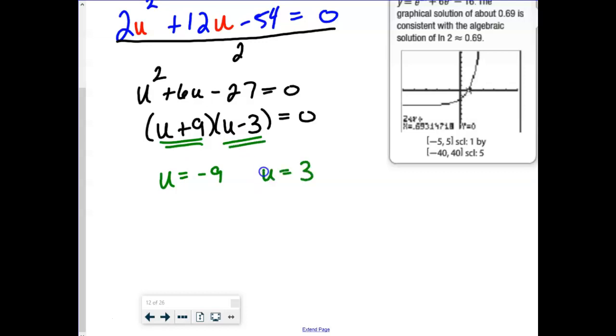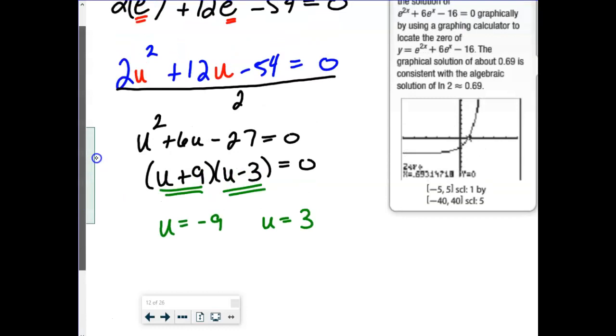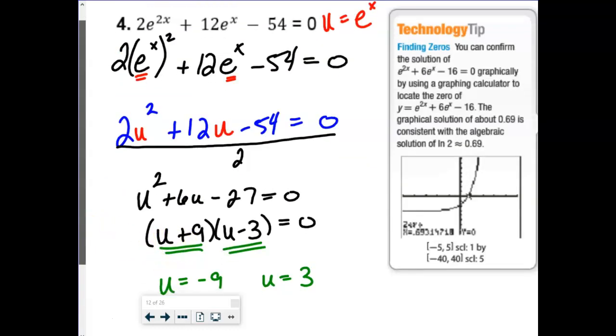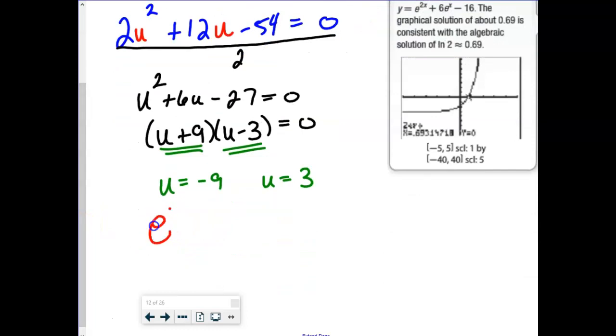And then you remember, I don't even care about u. Oh, that sounds horrible. I don't know how to word that. u is not the thing I'm trying to solve for. I'm trying to solve for x. And remember, a long time ago in this problem, we said u is really e to the x. So we're going to switch that out. This becomes e to the x equals negative 9. And this becomes e to the x equals 3.